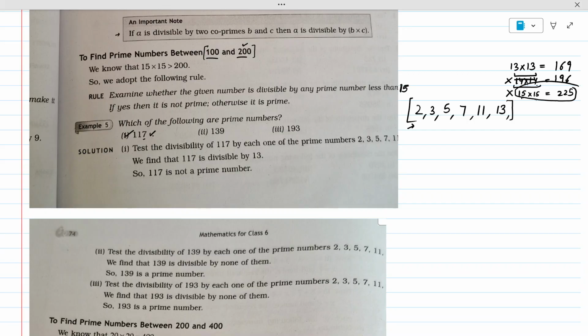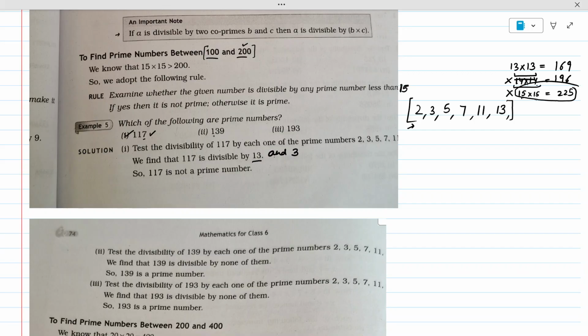Okay. And after that, test the divisibility of this by each of the prime numbers. We find that 117 is divisible by 13 and 3 also. It is divisible by 13, that's correct, and it is divisible by 3 also. So since it is divisible by a prime number, that means it is not a prime number itself, because it is coming in their table. It is getting divided by the prime number, right? So it is not a prime number itself.